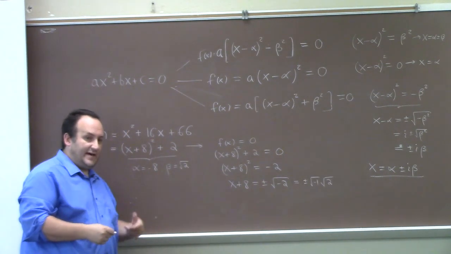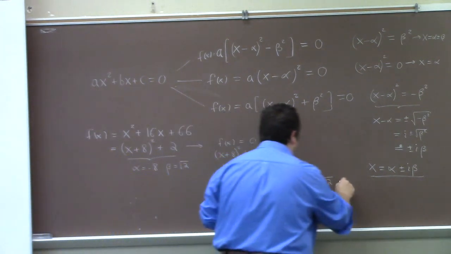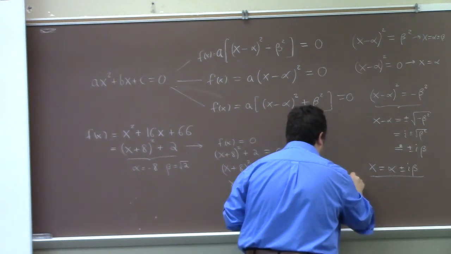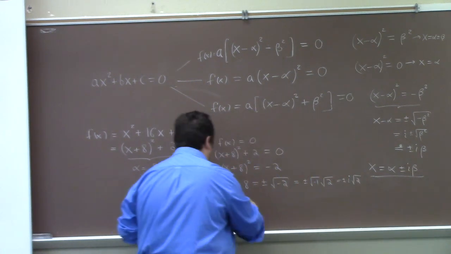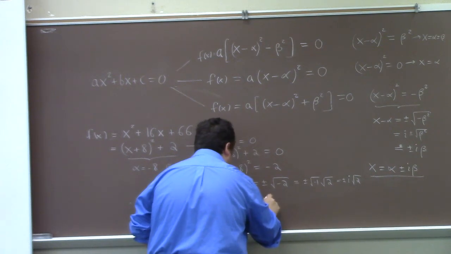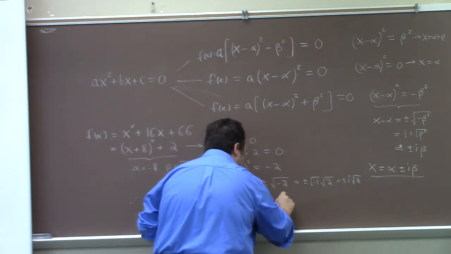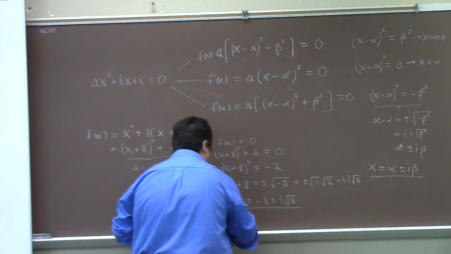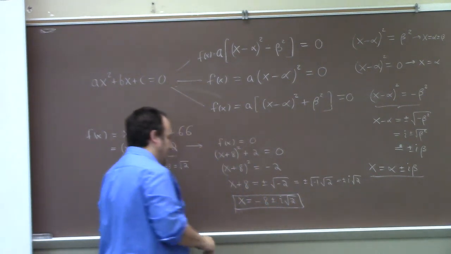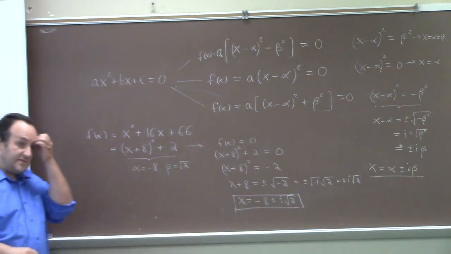But the square root of minus 1 is i. This is like plus or minus i root 2. So we get x is equal to minus 8 plus or minus i square root of 2. And there you go. Those are the complex solutions to this one.